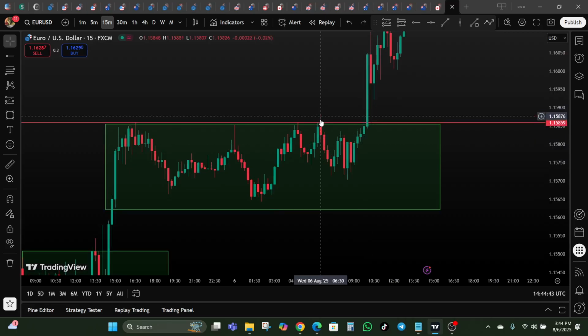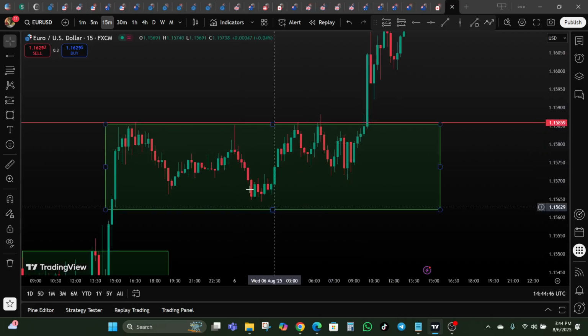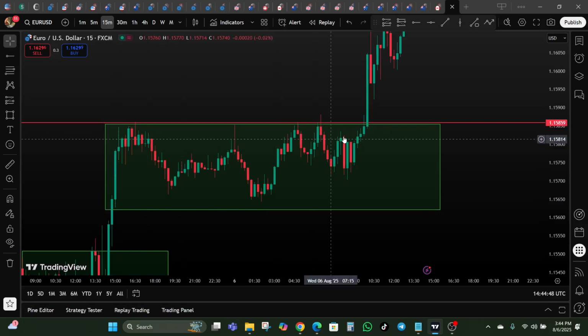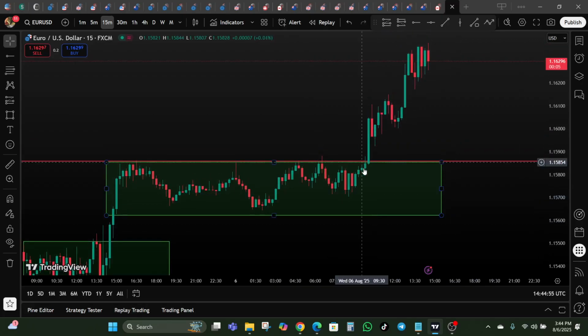Here again, you can see. So this shows that there was actually rejection around this zone, 1, 2, 3, 4 times. But then we finally had a breakout. And you can see this strong candle showing bullish momentum.